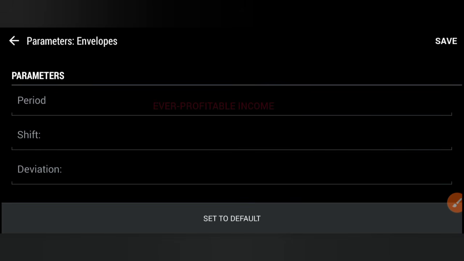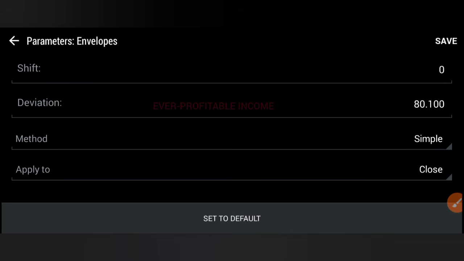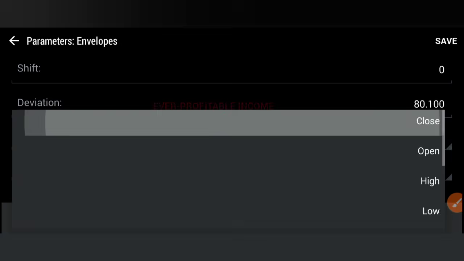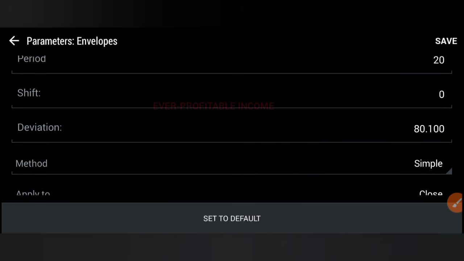Then the next one is your envelope. The envelope is period 20, shift is 0, and the deviation, which you have to take note of very well, very, very important. The deviation is 80 plus 100. Take note of that, it's very, very important. Then we have the method is simple, apply to close. Then the style, we have the default color, just use the default color. The upper band is blue, the lower band is red. So that is that for your envelope. You can take a screenshot of it so you don't forget, and after that you click on save.